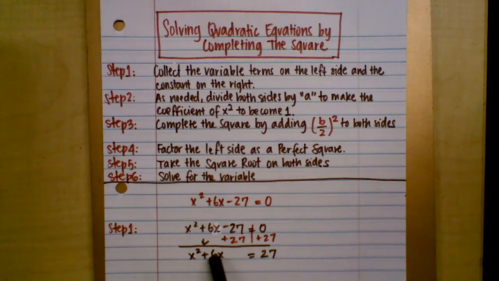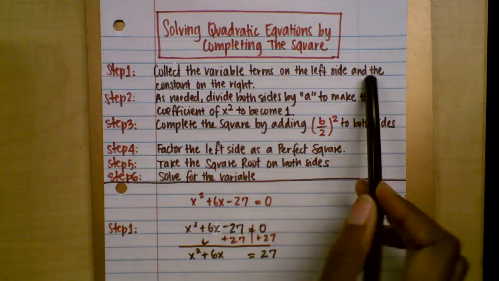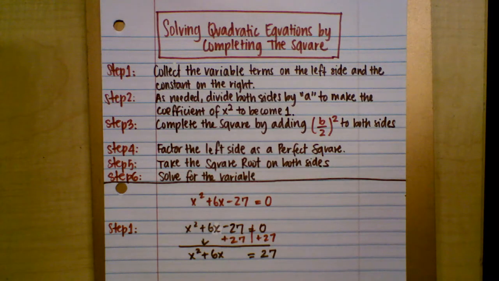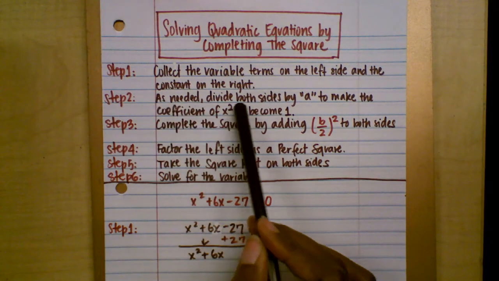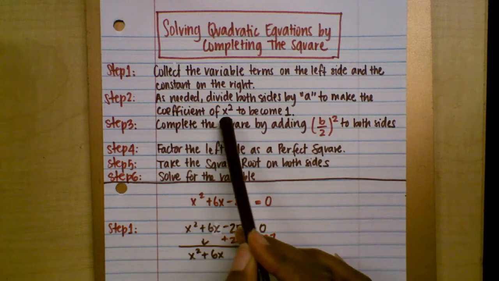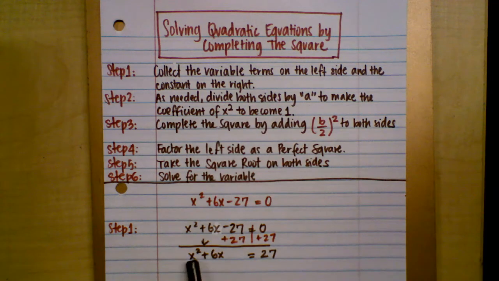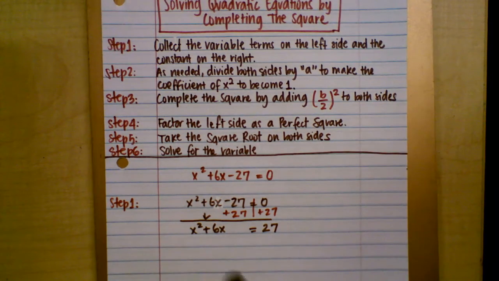So we have collected the variable terms on the left side and the constant on the right. Now step two: divide both sides by a to make the coefficient of x squared be 1. As you can tell here, x squared has coefficient 1. The number in front of x squared is 1. If you don't see a number, it's 1, because 1 times x squared is x squared. So we don't need to divide by anything. You leave it alone.